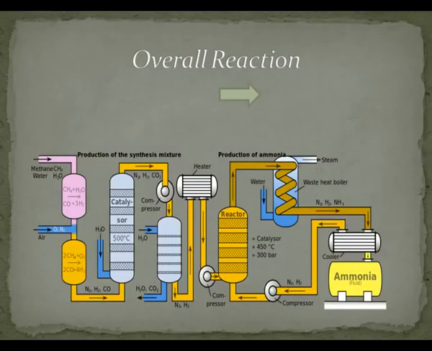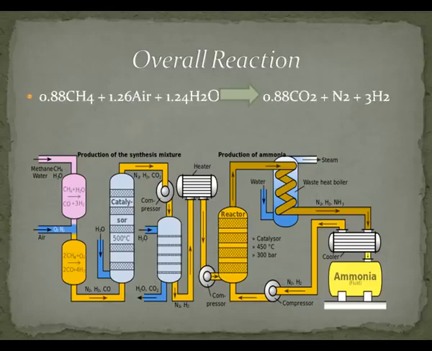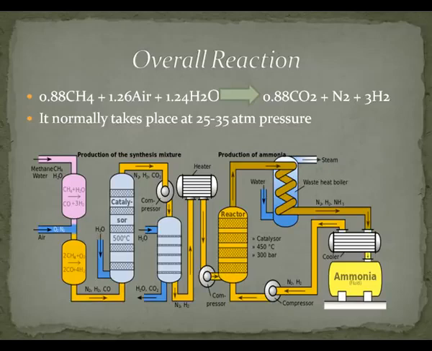Starting with the overall reaction. In order to produce ammonia, hydrogen gas and nitrogen gas need to be present. However, because there is not sufficient hydrogen supplies in the air, the hydrogen gas needs to come from another source, which in this case is methane. The overall reaction consists of methane, air, and water as reactants, which would produce carbon monoxide, nitrogen, and hydrogen. The nitrogen and hydrogen is then used to produce ammonia.